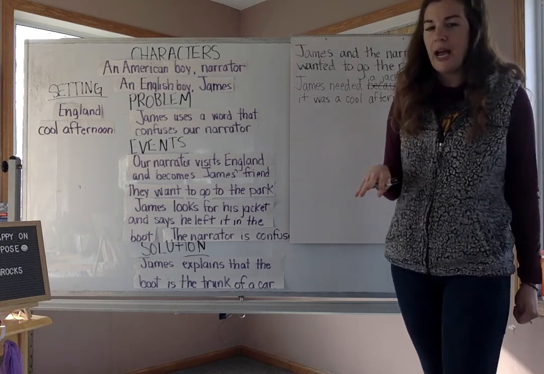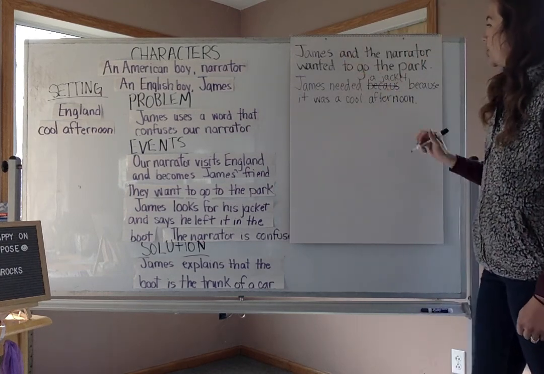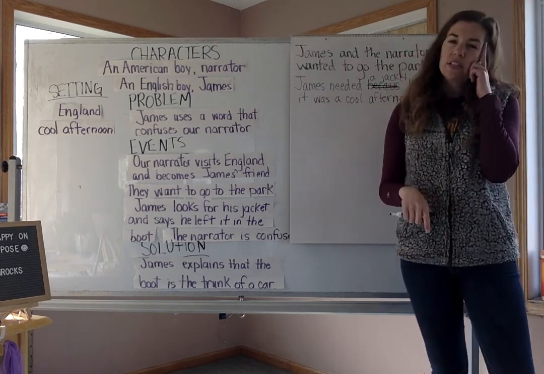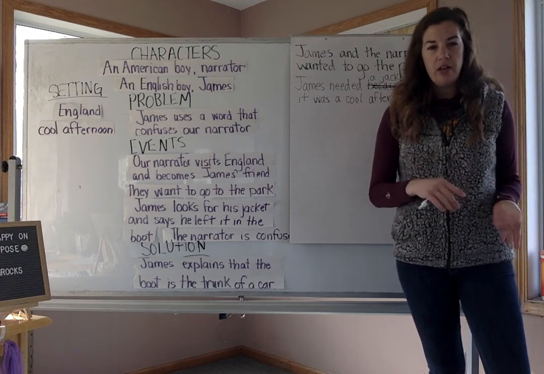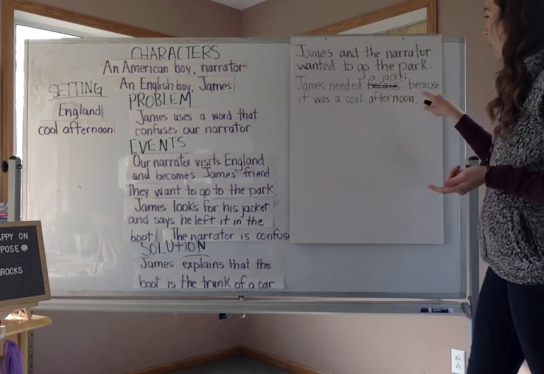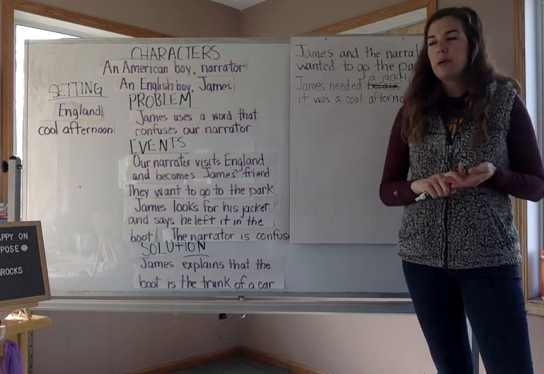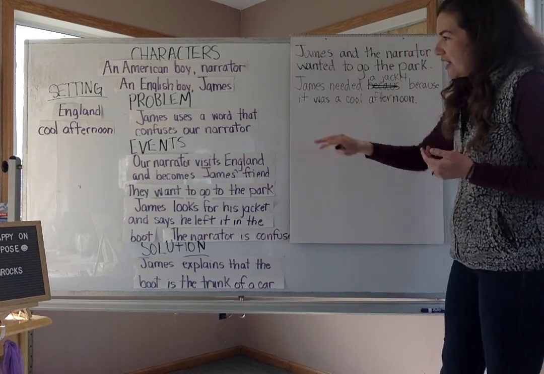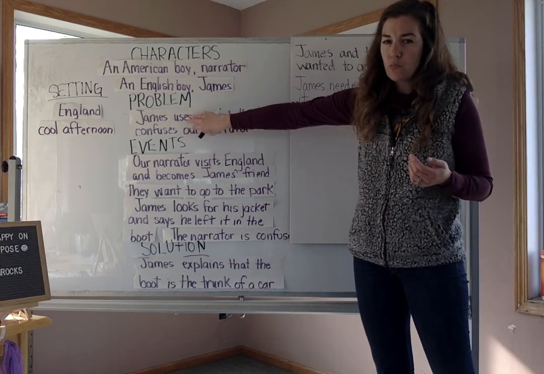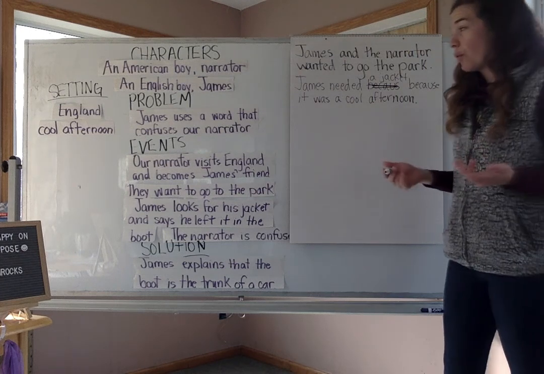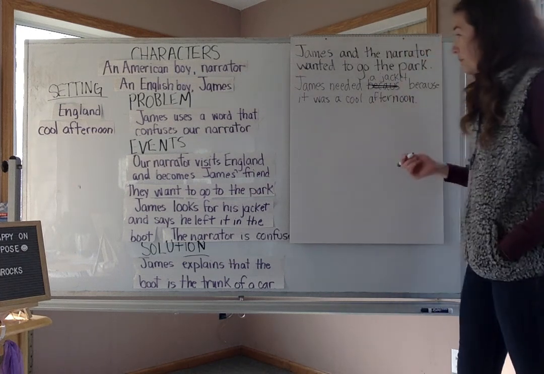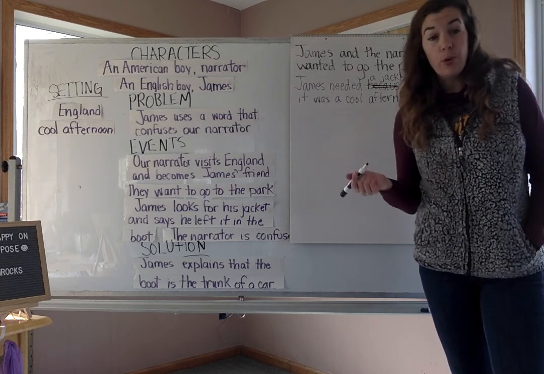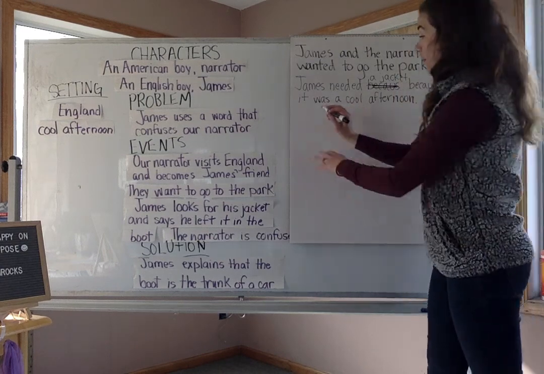All right, so let's just recap a little bit. James and the narrator wanted to go to the park. James needed a jacket because it was a cool afternoon. So if I think back to that mnemonic device, somebody wanted, but so then, I have this somebody, and I have what they wanted, and I also introduced the setting a little bit. Now I need to be thinking about the but so then. That is where we're going to introduce the problem, which is James uses a word or phrase that really confuses our narrator. So what I'm going to add is that James thinks he left his jacket in the boot, which confuses our narrator.